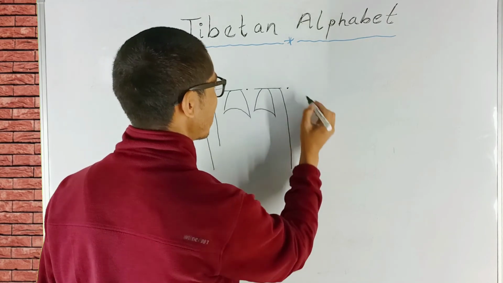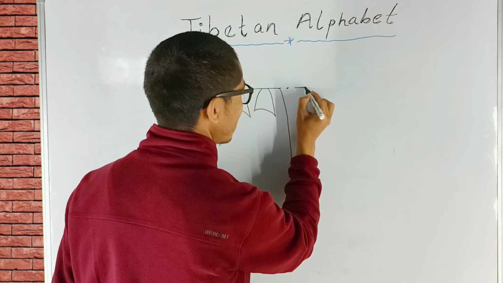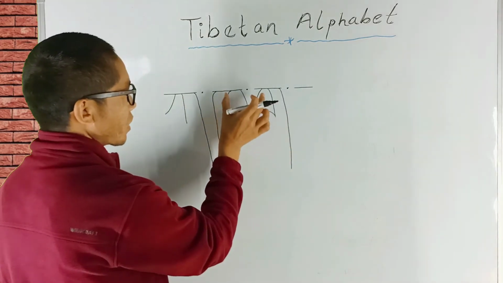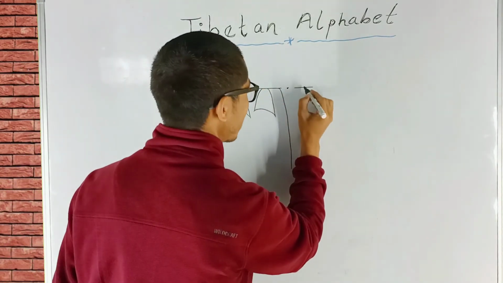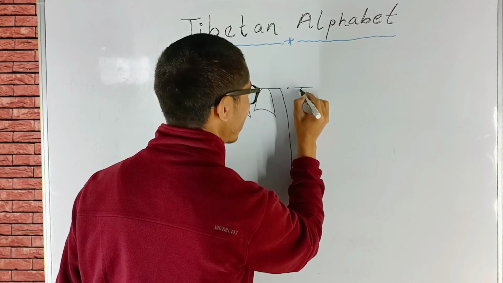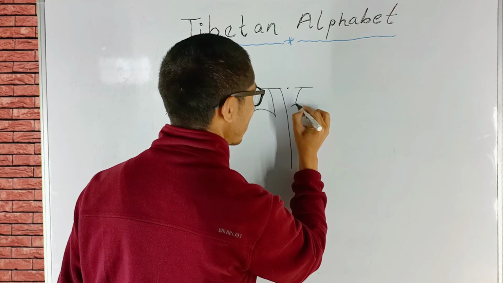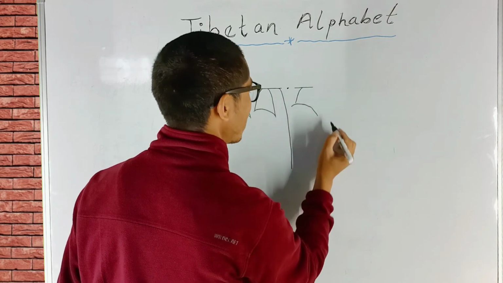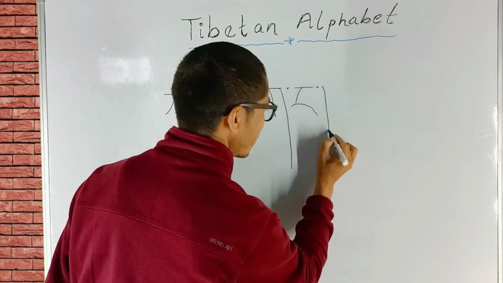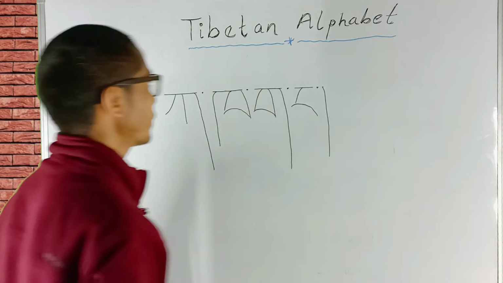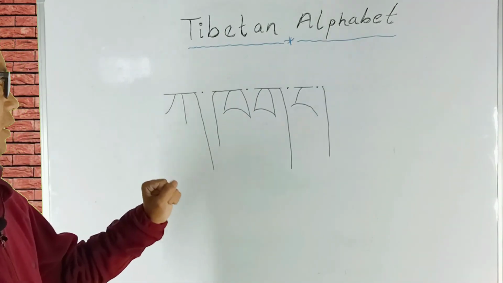And the third one is Ga, and the fourth one is Nga. Ka, Ga has the same height, but Nga is a little shorter. And then have a dot, and then bring one straight line like this, okay? So these are the first 4 letters in Tibetan.